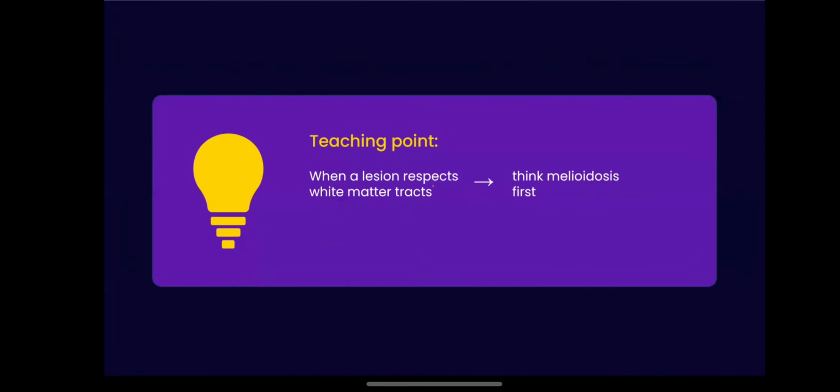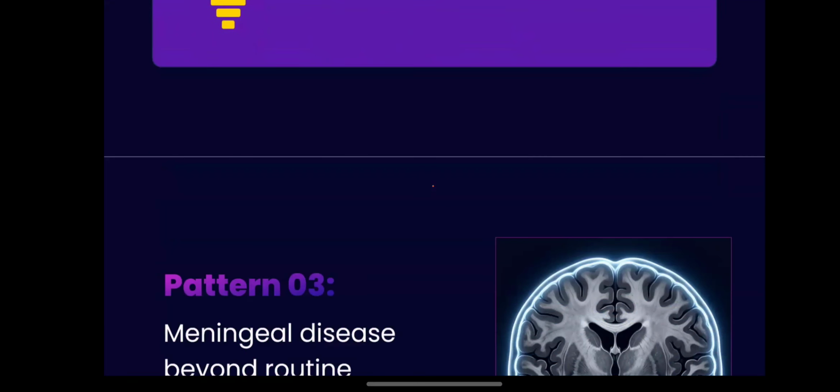Right? And again, like I said, this is one of those patterns that sticks in your head. So when a lesion respects the white matter tracts, it's always neuromelioidosis first. Of course, you could have a bunch of other organisms that could present with this kind of pattern, but it's really important that you rule out melioidosis. And with what I've seen in my practice, some of these patients respond fabulously to treatment, but some of them, particularly the ones with brainstem and spinal cord involvement, have a pretty poor prognosis.